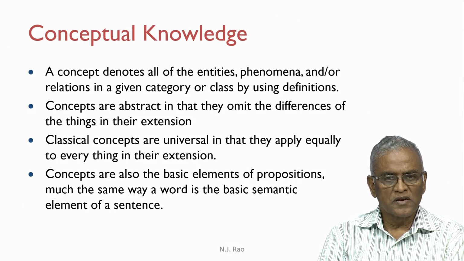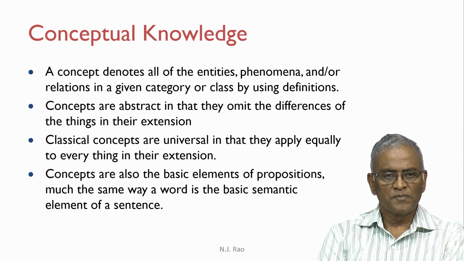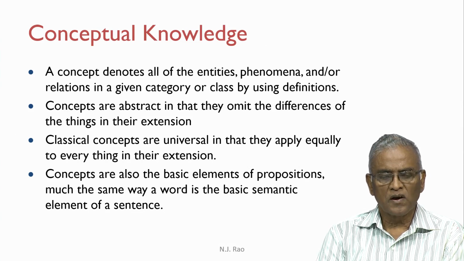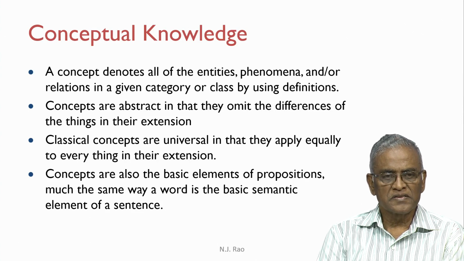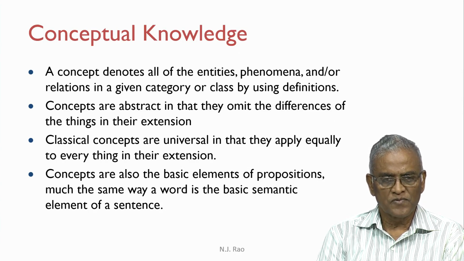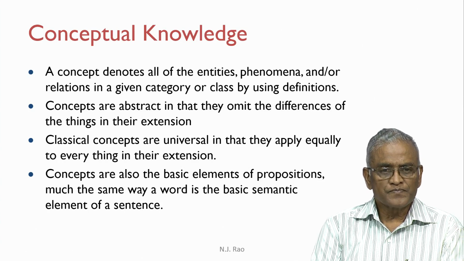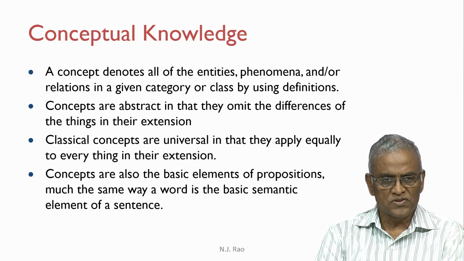Concepts are abstract in that they omit the differences of the things in their extension. For example, if I call something a metal, when I use the word metal, I am willing to ignore differences between two or three different metals. Or like a tree is a concept. I am willing to ignore the differences between a mango tree and a coconut tree, but both are trees. Okay. So concepts are abstract in that they omit the differences of things in their extension.